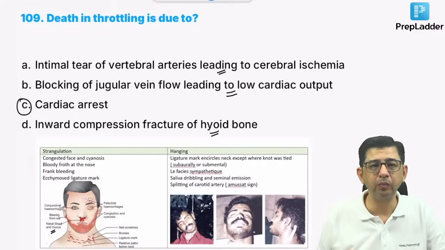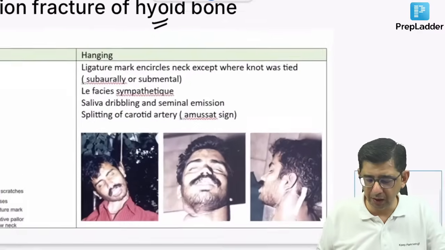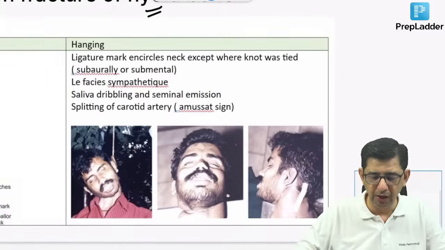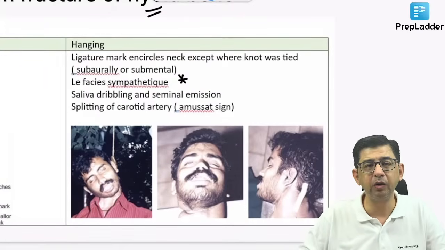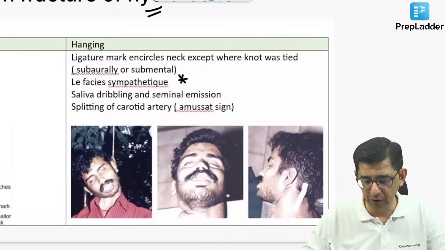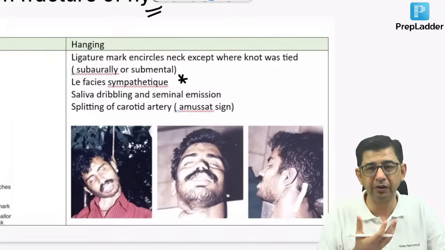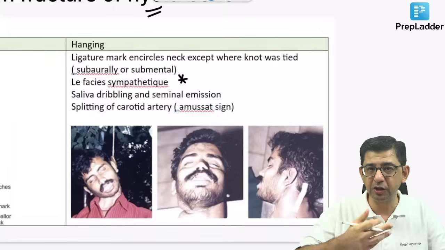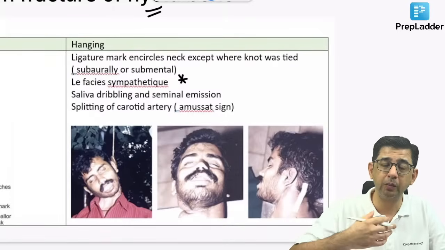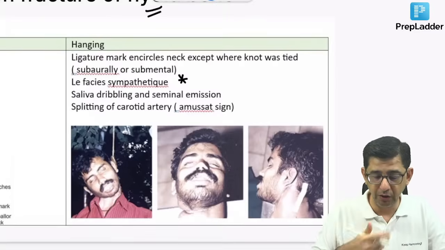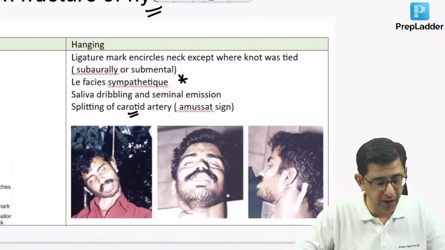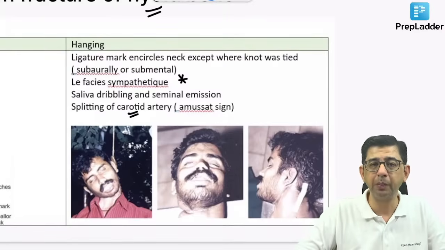And one more asphyxial death would be hanging. And in hanging, you will always notice leaf fascia sympathetica. Why do you have this leaf fascia sympathetica, please? Quick answers, please. Splitting of the carotid artery because of the force. No, with throttling, you cannot generate so much force that there is a splitting of the carotid artery. But if the whole weight of the body is extended onto the carotid artery, you can have a splitting of the carotid artery. So yeah, it is sympathomimetic stimulation.